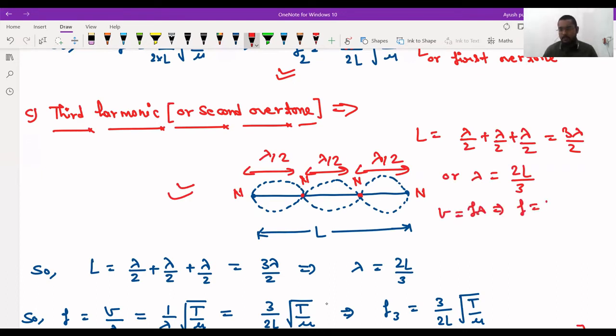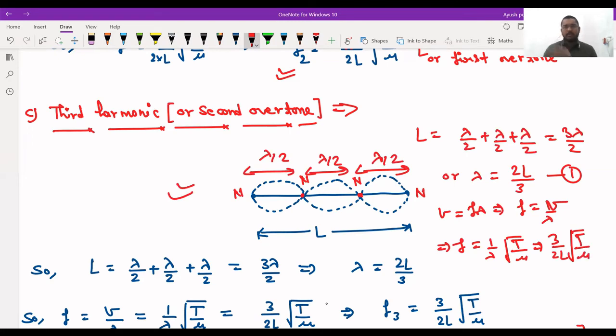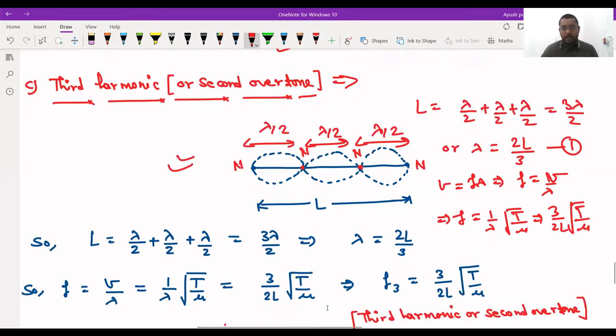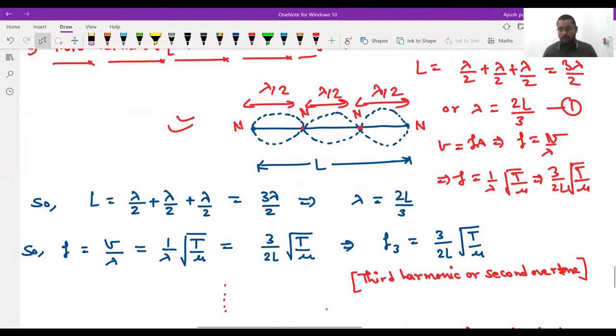So we can write F is equal to V upon lambda. So F is equal to 1 upon lambda under root T upon mu. If I put the value of lambda from this equation, then we will get 3 upon 2L root T upon mu. You can calculate, this is an easy calculation. So again, we have achieved this equation. You can see that it is written in blue color.